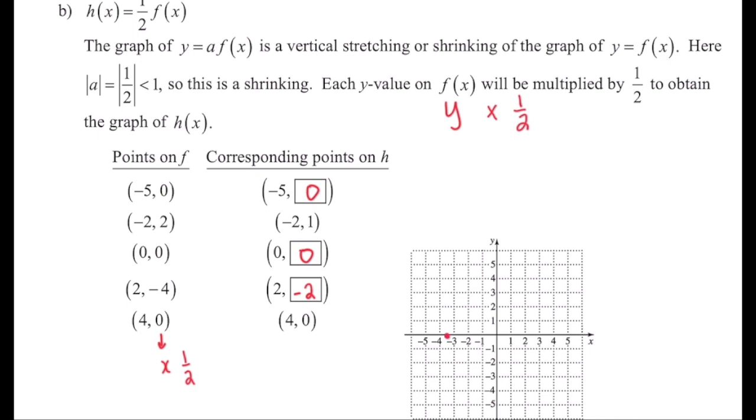(-5, 0) stayed the same. (-2, 1), (0, 0), (2, -2), and (4, 0). So here, notice we got much closer to our x-axis because we shrunk vertically.